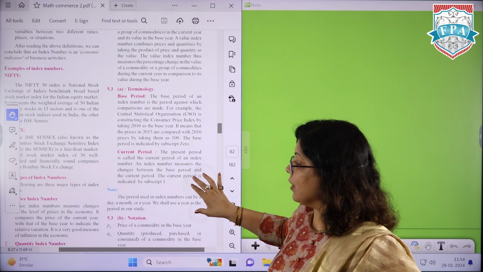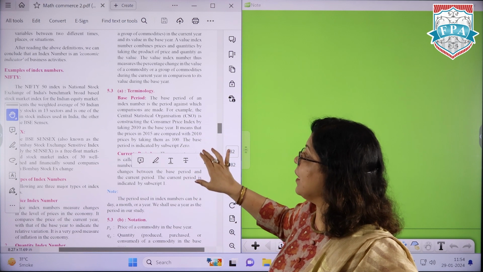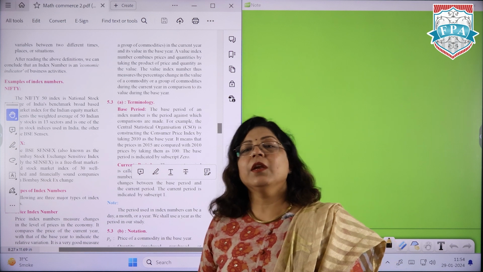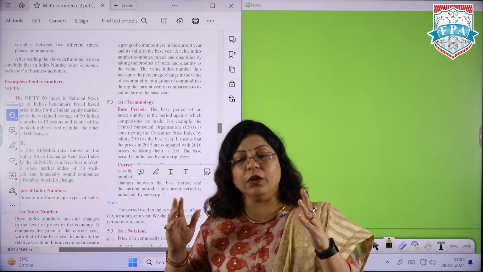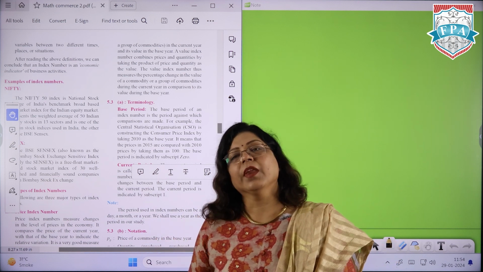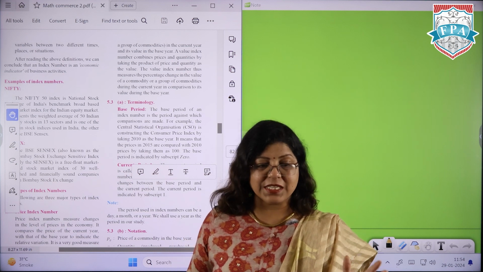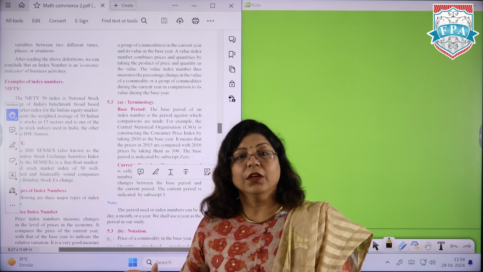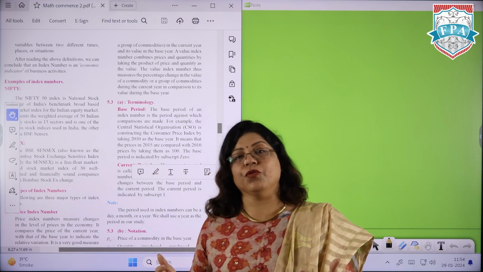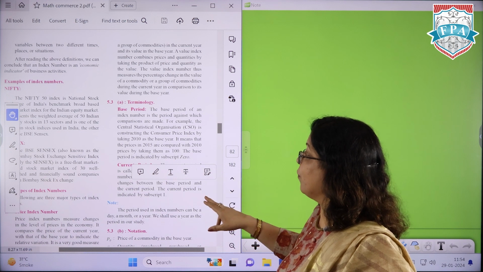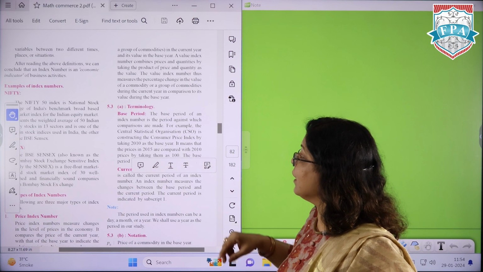Now we are going to understand exactly what the basic terminologies are that we will use for the index number. In most cases, especially in your portion, we go with time as the parameter, like base year and current year. That will help you in making predictions for future years. So the base year is the base period for which we are going to take the values.